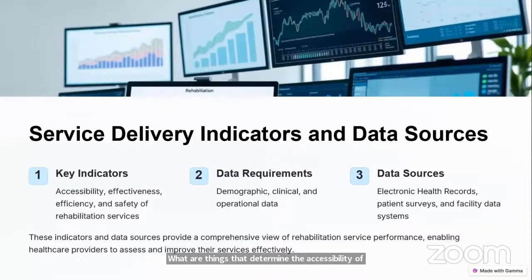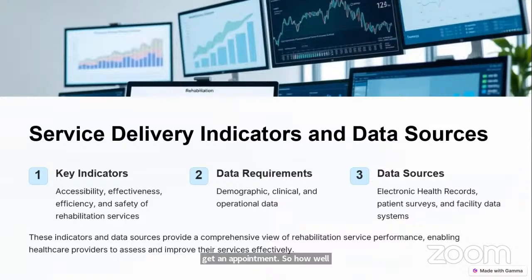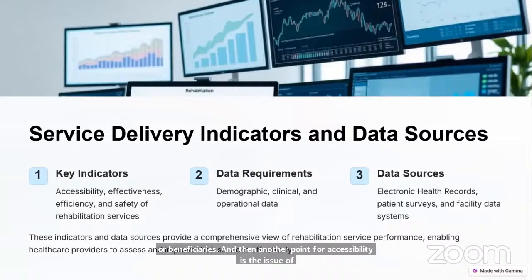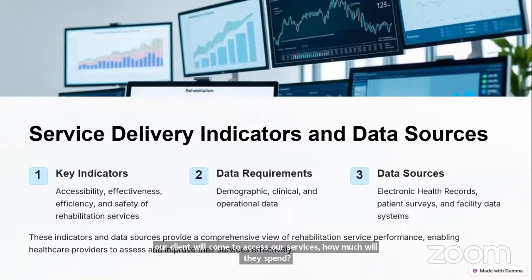Some of them include appointment availability. Of course, for a client to access your services, he must at least get an appointment. So how efficiently we prepare or organize our appointments and make them available for our benefactors, or beneficiaries. And then another point for accessibility is the issue of waiting time. If our client will come to access our services, how much time will they spend? Of course, time is everything.